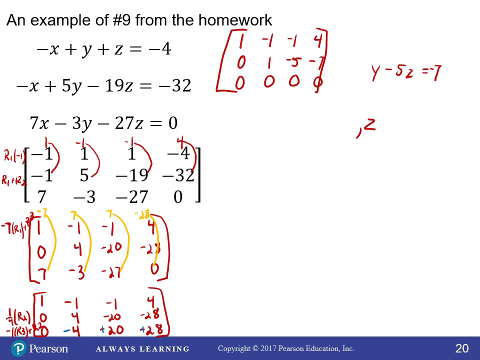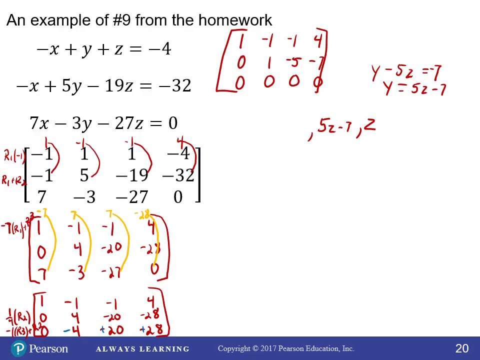Just write it here. Y equals 5z minus 7. Okay, so now we've solved for y. So y is just 5z minus 7. So I would write just the y part, 5z minus 7. And then I'm going to solve for x, doing the same thing.